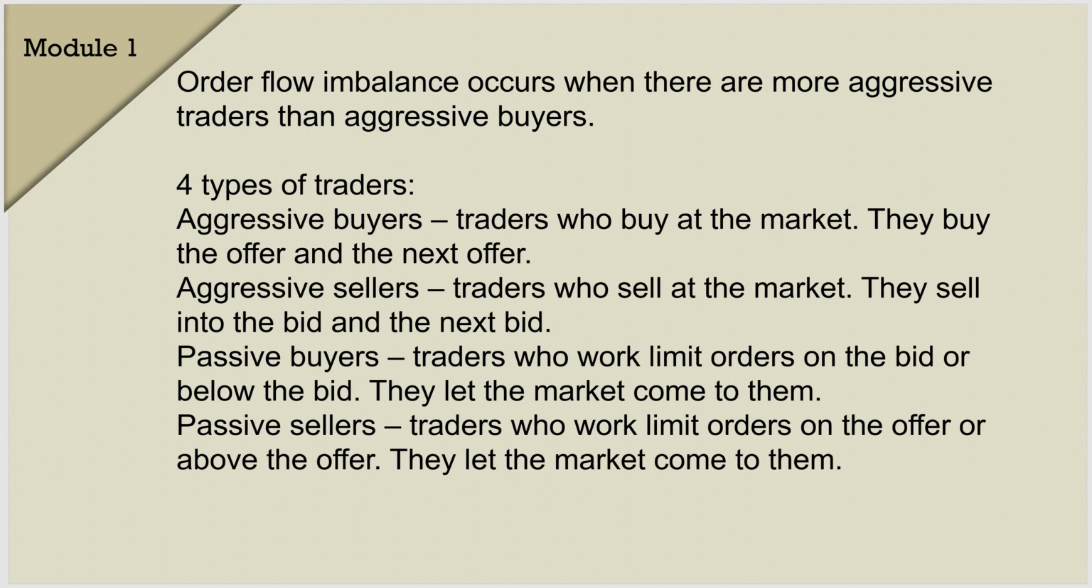So aggressive buyers are the traders who buy at the market. They buy the offer and the next offer. Aggressive traders sell at the market. They sell into the bid and the next bid oftentimes. And people say, well, why are they going to sell into the next bid, or why are they going to buy the next offer? That's stupid. They're not going to do that. Well, you got to remember, right? The market's a two-way auction.